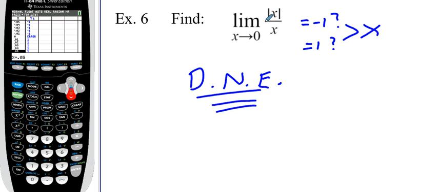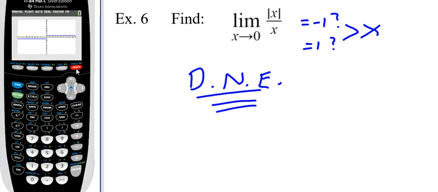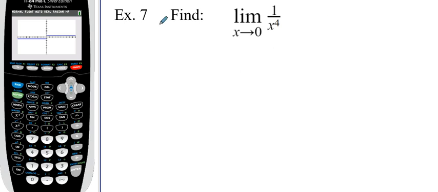So a limit does not exist when it approaches two different values, one value from the left and one value from the right. All right, I have two more examples to show you. Thanks for bearing with me. Let's take a look at our last two examples. Second to last example, let's find this limit, and let's graph this one as well.